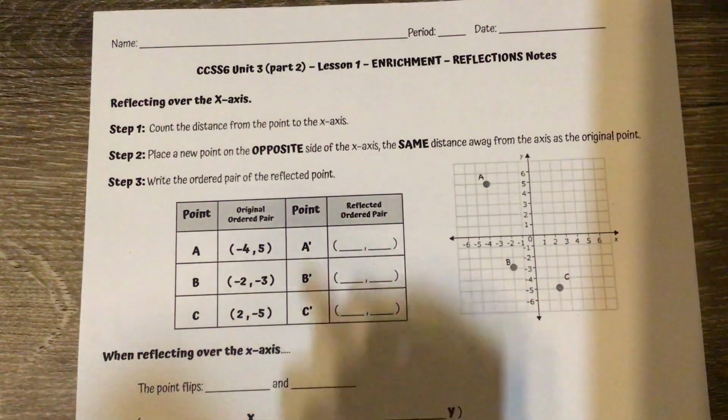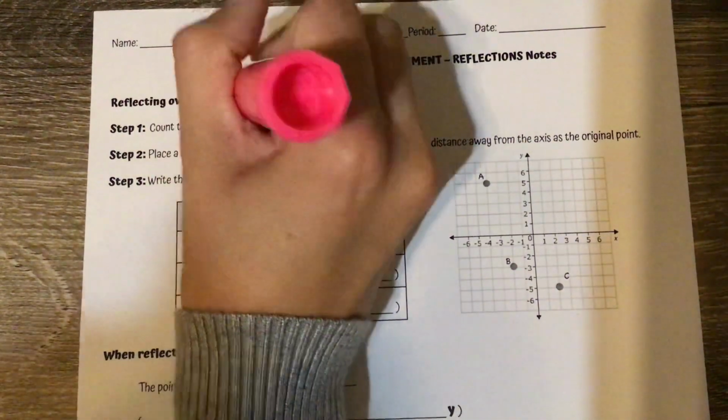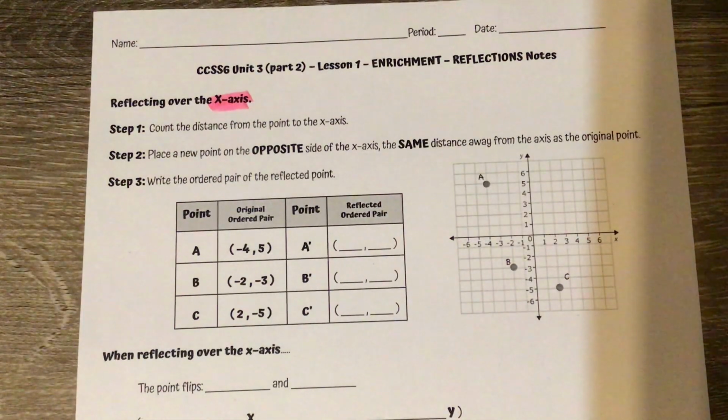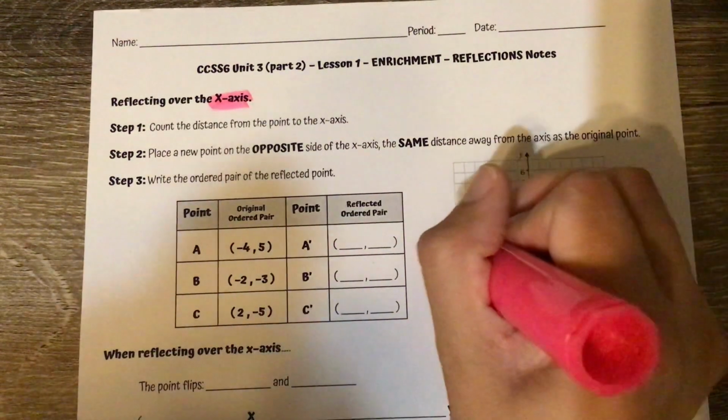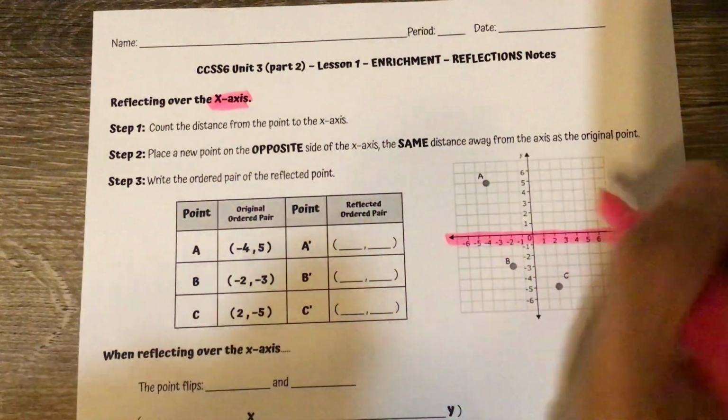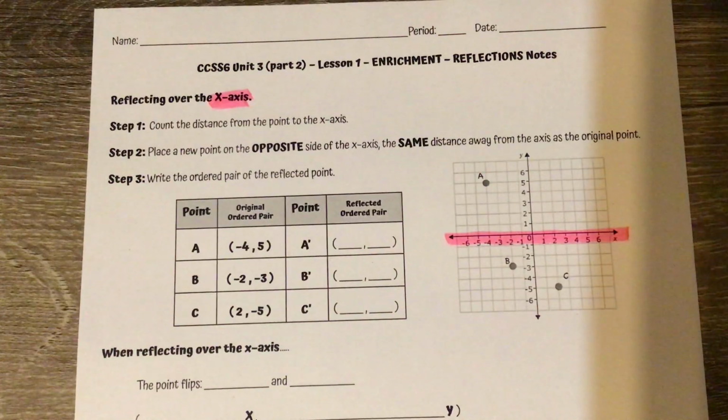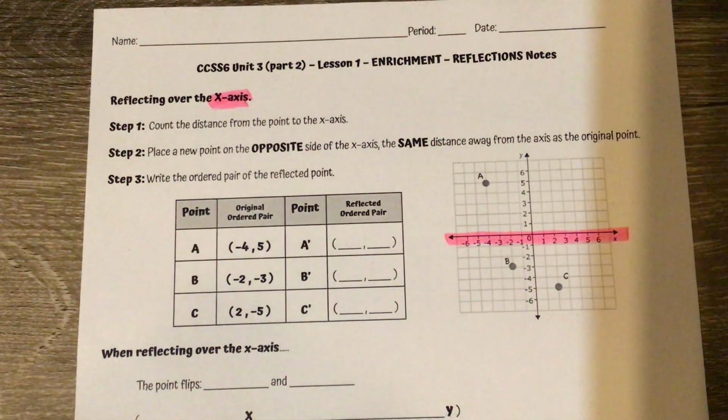What I'm going to do is highlight that I'm reflecting over the x-axis so that I know that I do it correctly and I'm reflecting over the correct axis. And then I'm also going to highlight the x-axis on my graph here. When I'm talking about a reflection, it's like a mirror image, right? It's kind of flipping around. What I see in the mirror is a little bit different than what you would see looking at me.